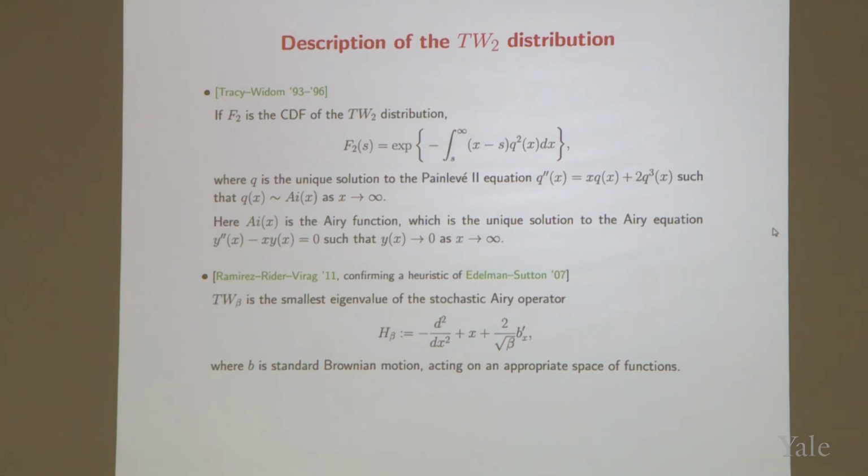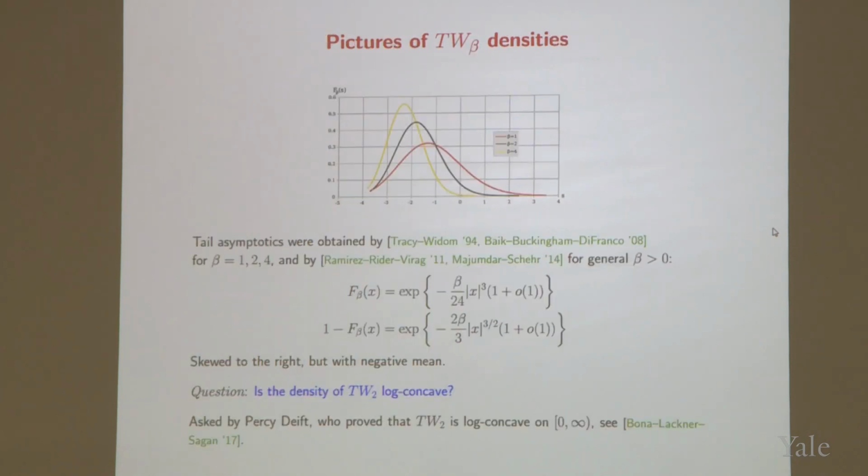I'm running out of time, so I'll go a bit quicker now. The description, as I said, of the Tracy-Widom distributions is horrendous. Not very transparent, but one can still simulate them and draw pictures. This is a picture from Wikipedia, and one can derive tail asymptotics and so on. But there's not a lot that's qualitatively known about the Tracy-Widom densities.